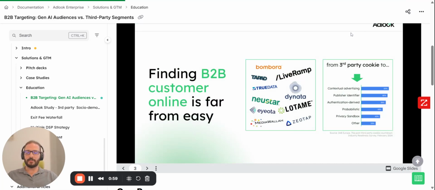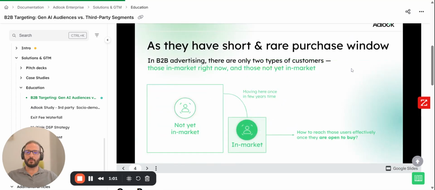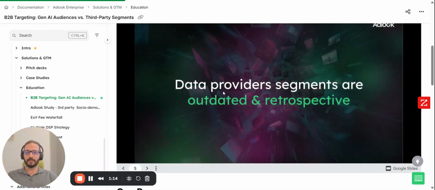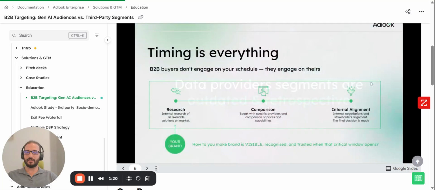Finding a customer is not easy. Everybody knows this, right? There's a rare and short purchase window you have when you reach people. They're either not in the market yet, and it might take them a few years to get there, or they are, but they're only going to be there quick. It doesn't take long to figure out what you need and how to get it. Data provider segments are outdated and retrospective, aka cookies being inaccurate. I've said this many times.